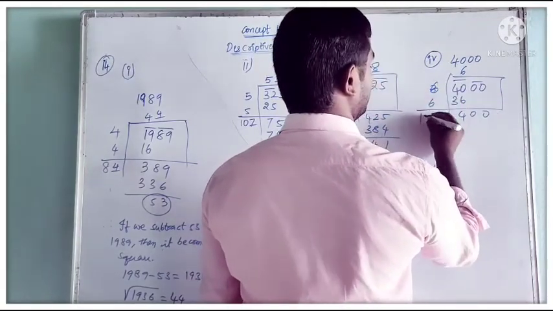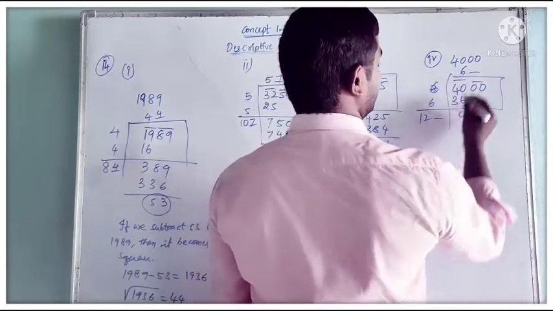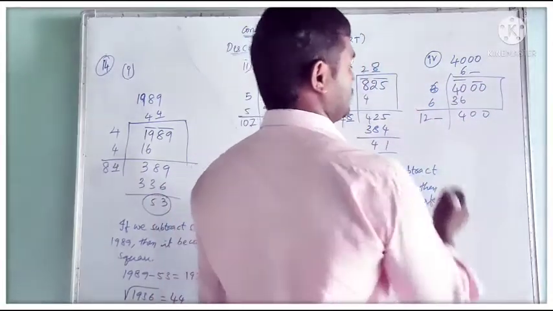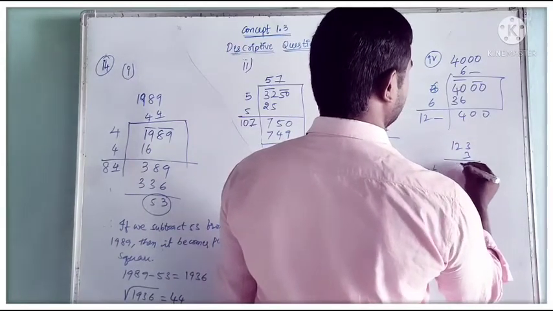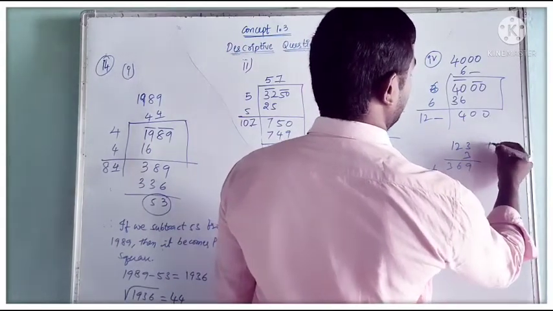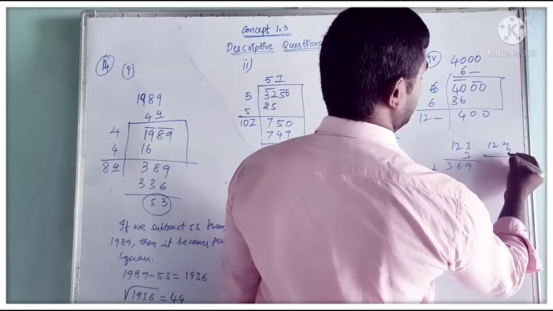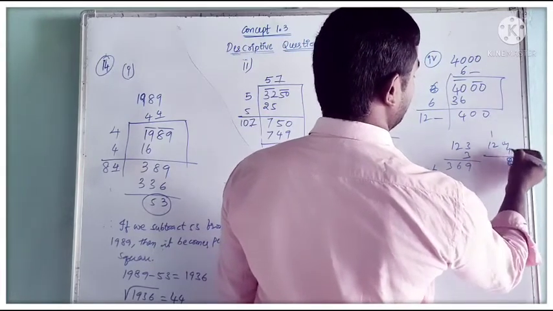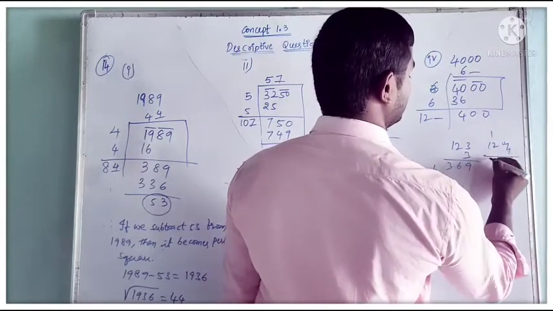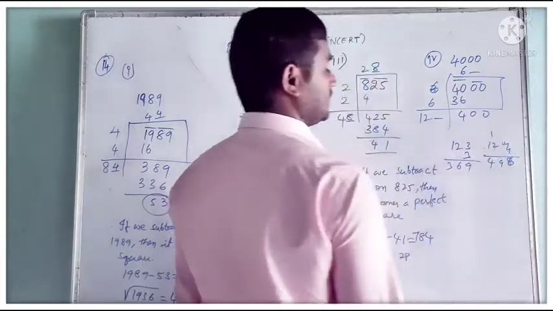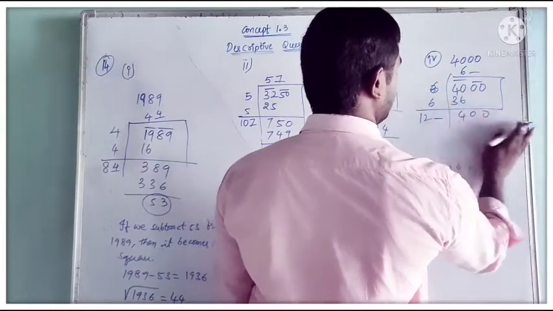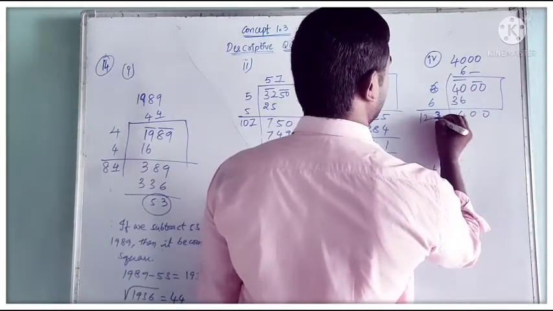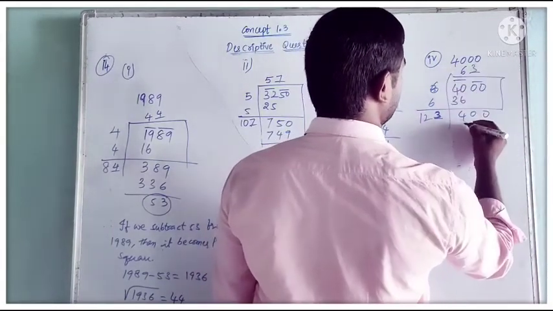So 6 we can add, 12. What digit we are going to write? The same digit we need to write here. So 123 into 3 becomes 369. And 124 into 4: 4 fours are 16, 2 4s are 8, 1 4 is 4, so 496. So 496 is greater than 400. So 369 is the nearest number. So that is 123 into 3, that is 369.